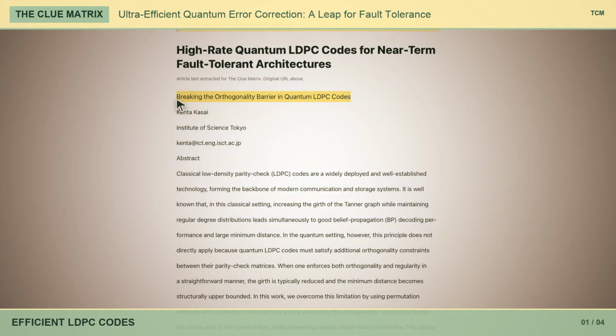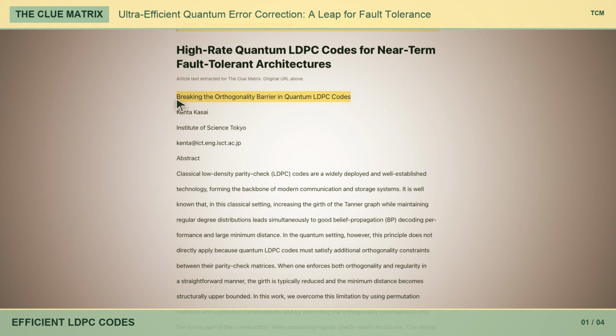For years, a major roadblock in quantum computing has been how to build robust, fault-tolerant systems without an explosion of physical qubits. Today, we're looking at breakthroughs that could completely change that trajectory. Let's start with this paper about quantum LDPC codes.